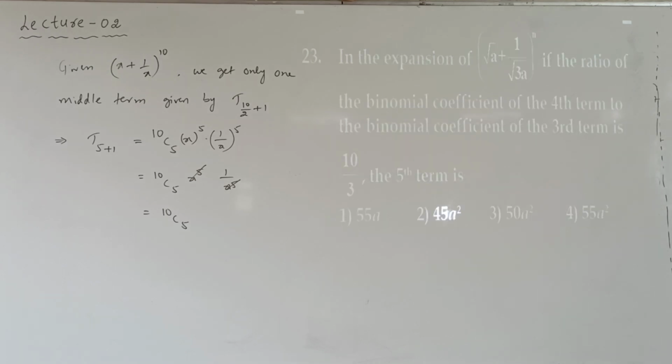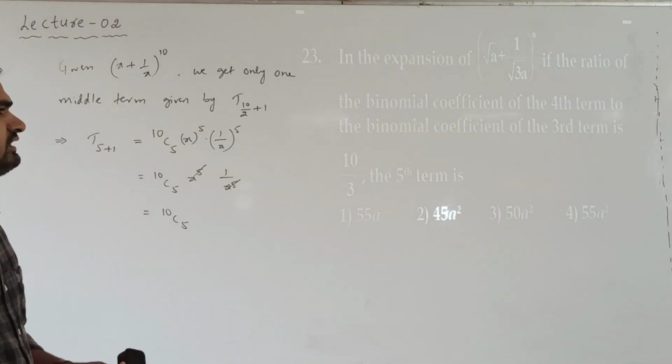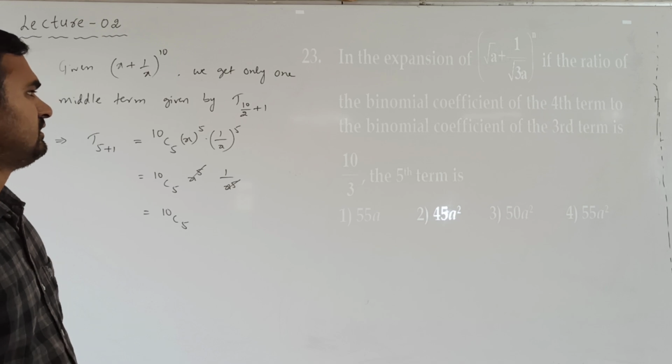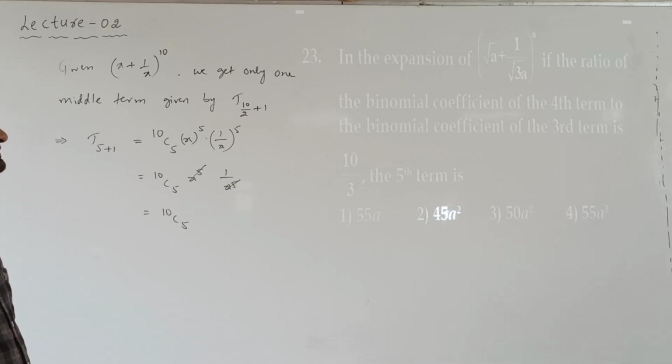Let's see the next question. In the expansion of (√a + 1/√(3a))^n, if the ratio of the binomial coefficient of the fourth term to the binomial coefficient of the third term is 10/3, then what is the fifth term?